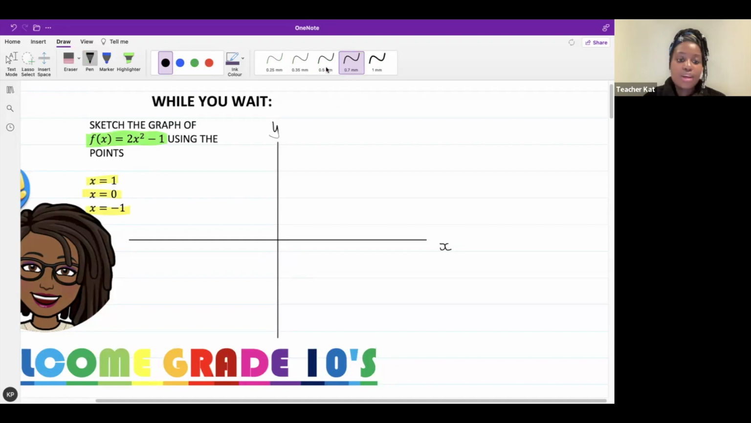I'm going to have, for my first one, f(x), bad habit of saying y, but f(x) is equal to 2 times 1 squared minus 1. Now, this is just going to give us 2 times 1, right? Because 1 squared is just the 1. 2 times 1, which is a 2. And if I minus 1, this is going to give me a 1. Wonderful. That's our first point, done and dusted.